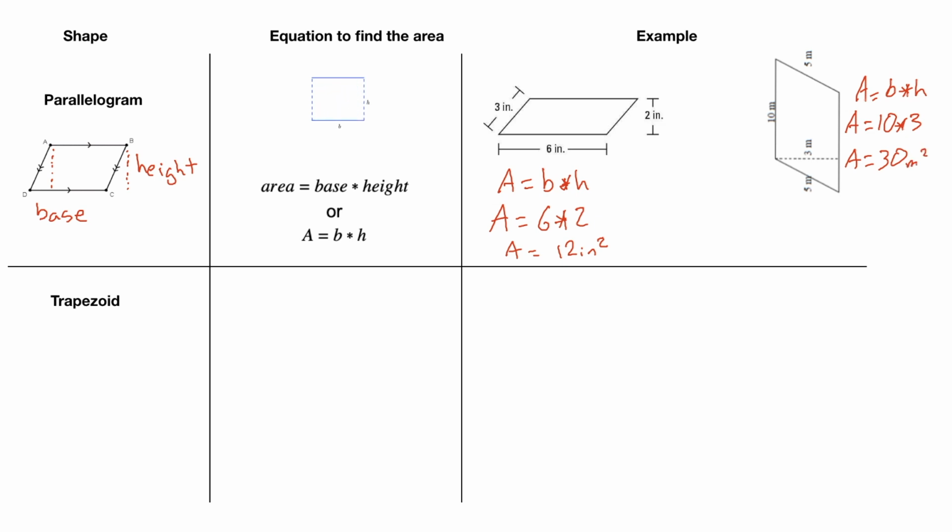And then our last shape is going to be a trapezoid. A trapezoid is a little different than a parallelogram because it only has one set of parallel sides, just the top and the bottom. The left and the right might be congruent, but they don't have to be. And so in this case, you can see they are not.